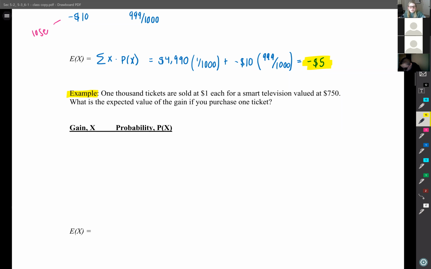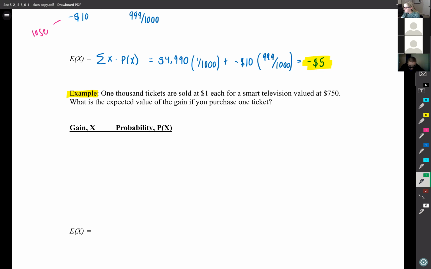All right, so I got some answers in. A lot of them look pretty good. Let's go ahead and try doing it together. So similarly to the last problem, let's think about the two scenarios here. So you purchase one ticket and you either win or lose.